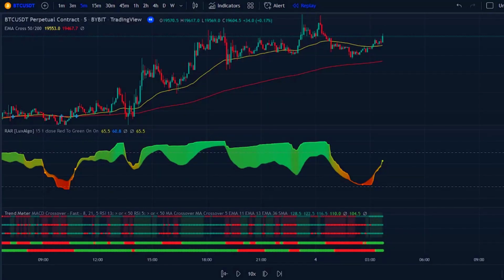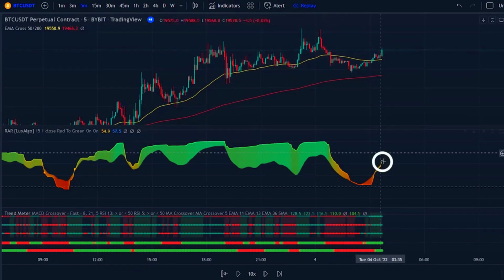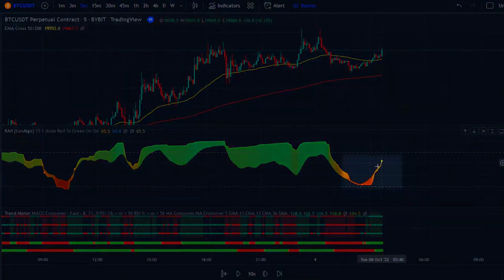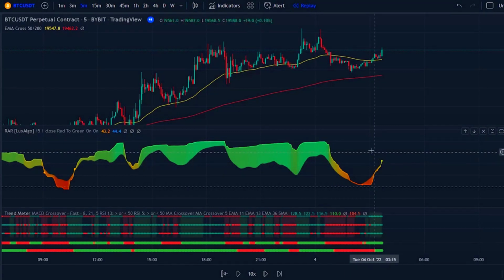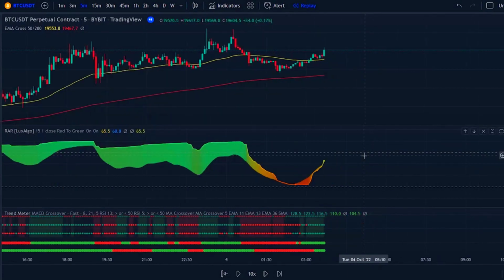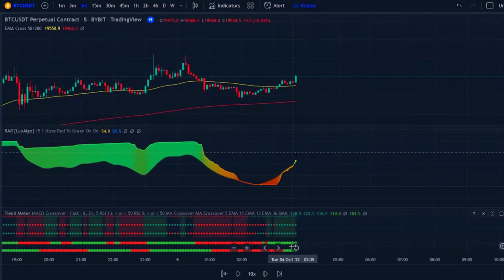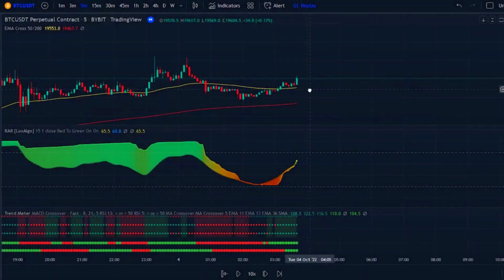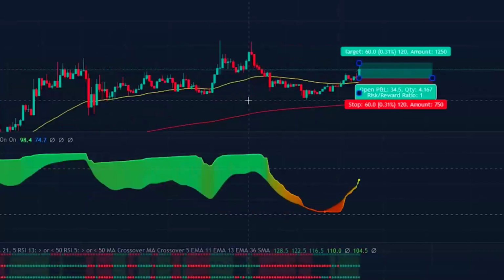Firstly, the 50 and 200 EMA must have crossed to the upside, indicating that we are currently in a bullish market. Secondly, we will check the Rainbow RSI indicator. The circle was printed and the Rainbow RSI is pointing to the upside. This again indicates that bullish momentum has entered into the market. Lastly, we need to check the trend meter and make sure that all the dots on the trend meter are green. As you can see, all of the conditions were met, so we will enter into a long.